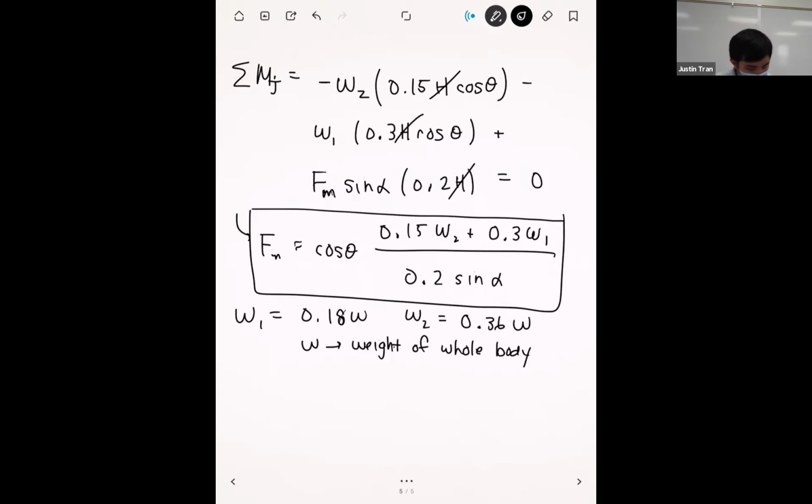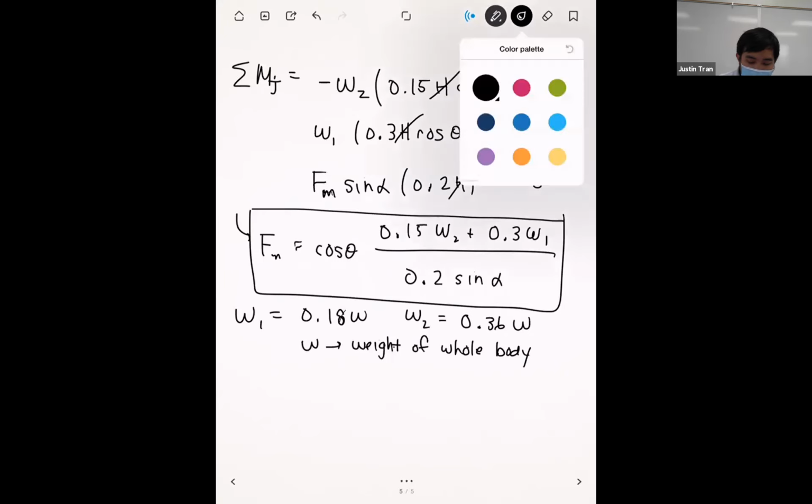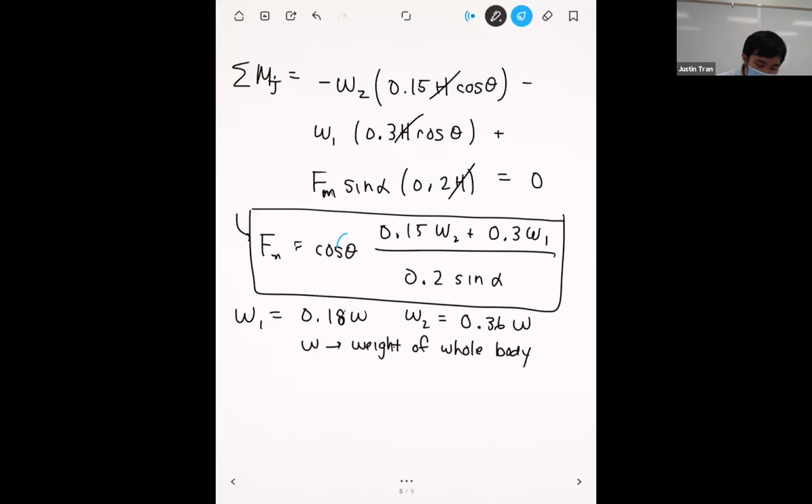And then with all of those things fixed, you can see that the main thing that's going to change this value is going to be the value for theta. And so we can go ahead and plug in each of the values of theta that we had on the previous page.